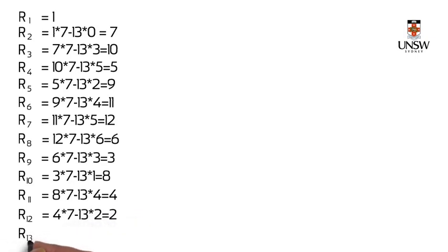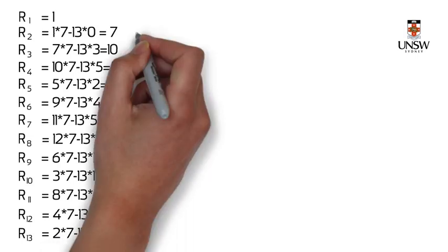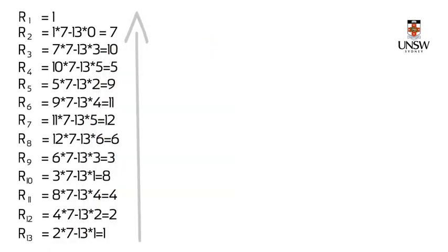And finally, r13 equals 2 times 7, minus 13 times 1, which equals 1, which brings us back to the start. The good thing is that we have a full cycle: 1, 2, 3, 4, 5, 6, 7, 8, 9, 10, 11, 12.